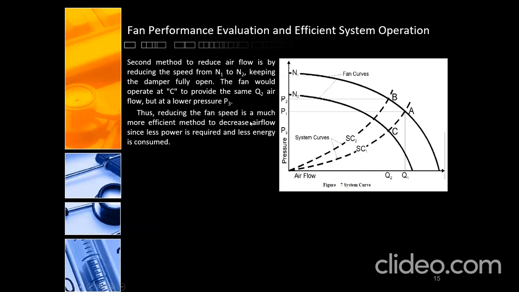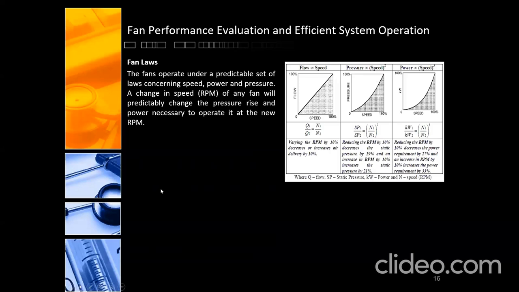Thus, reducing the fan speed is a much more efficient method to decrease airflow since less power is required and less energy is consumed. So, di ba, yung mga variable speed drive, ito yun, consider. Next, the fan laws.